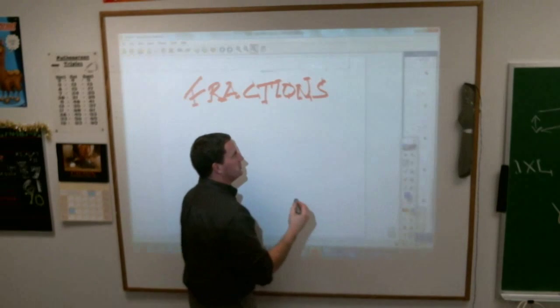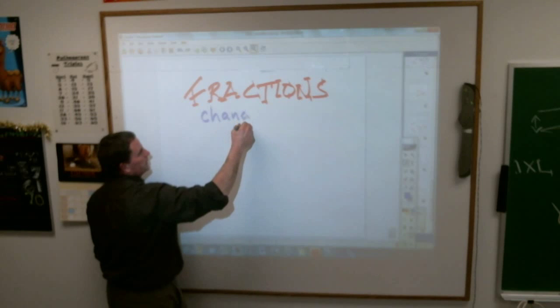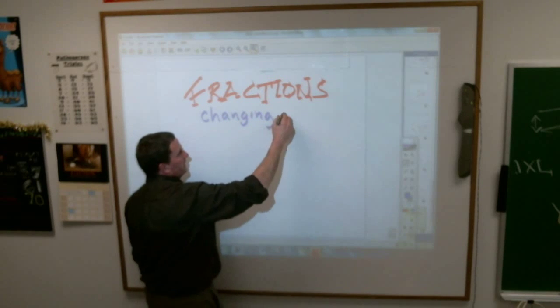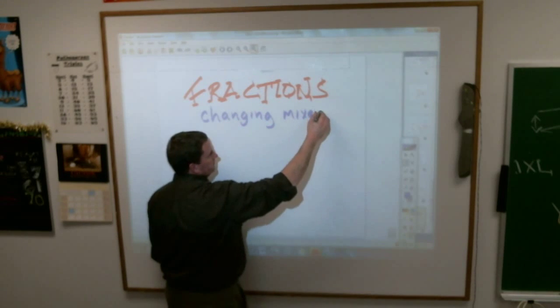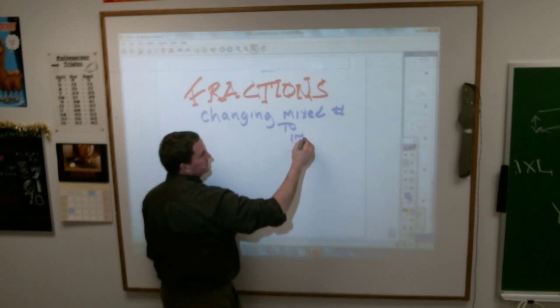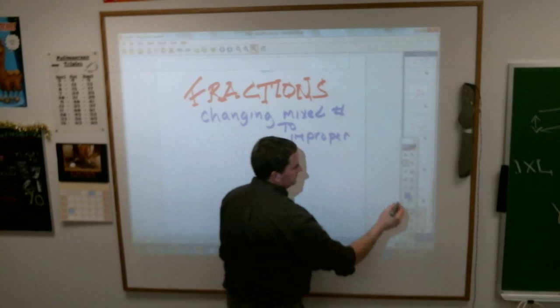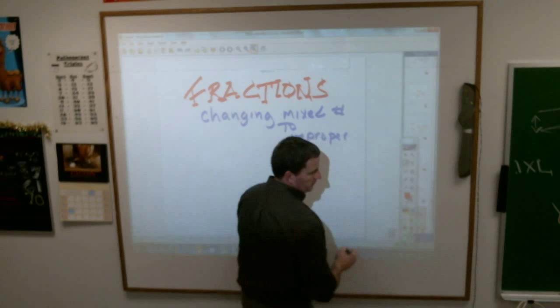Fractions, and we are changing mixed numbers to improper. Why would you want to do that? Does anybody know? Anybody know why we want to?